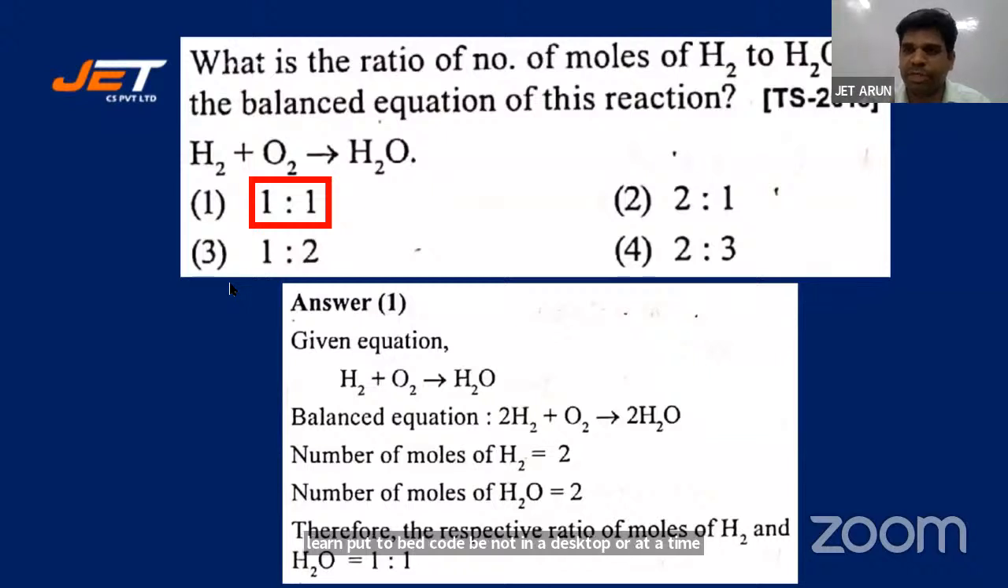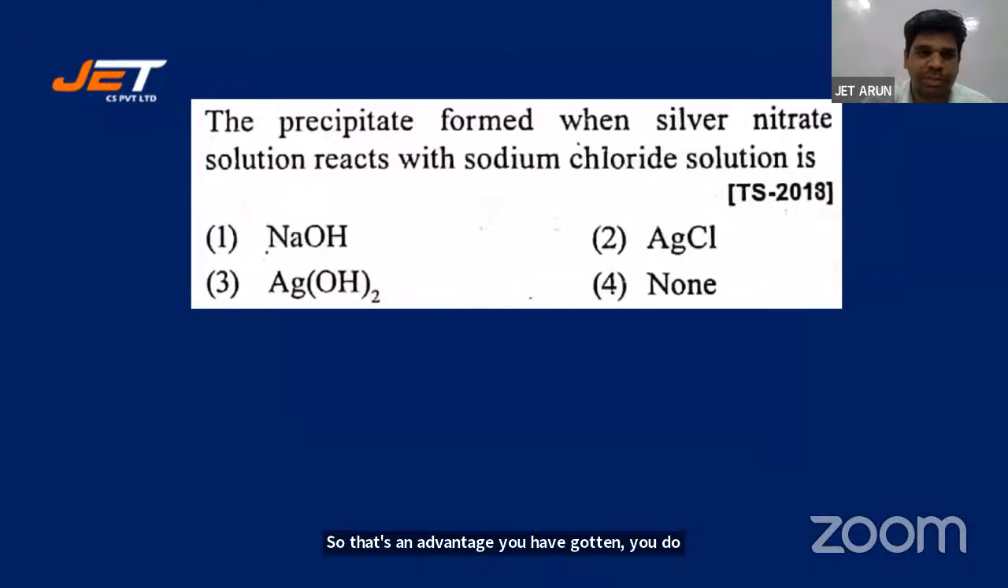So that's an advantage you have got in YouTube. Okay, let's go for the next one, students. The precipitate formed when silver nitrate solution reacts with sodium chloride solution is. Precipitate formed when silver nitrate solution reacts with sodium chloride solution. Sodium hydroxide, silver chloride, silver hydroxide, none.